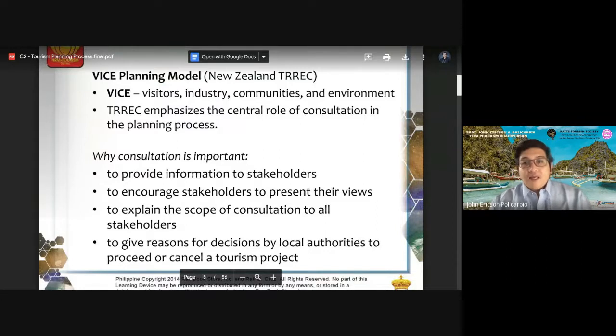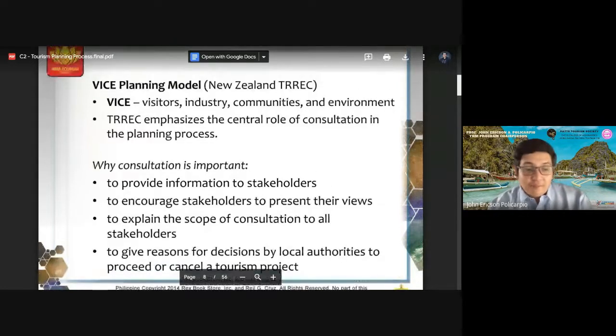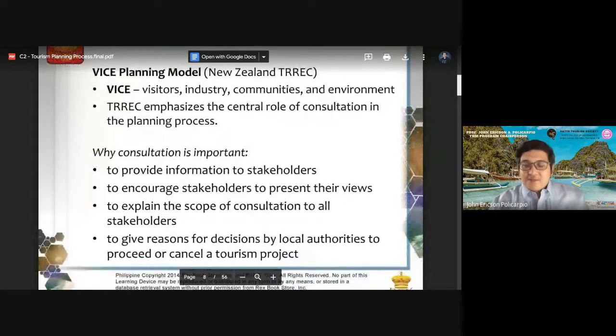you have to always consult your visitors, your industry, your community, and also basically be concerned about the environment. Okay? Why is it important for us to consult these people and these stakeholders? Number one, is to provide information for them. Di ba? We inform them na pasintabi po, meron po kaming development na gagawin. Di ba? Well, it's a sign of respect as well in terms of doing consultations, right? And then second is to encourage stakeholders to present their views.